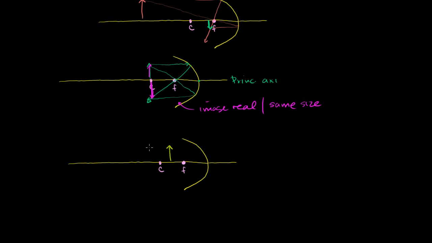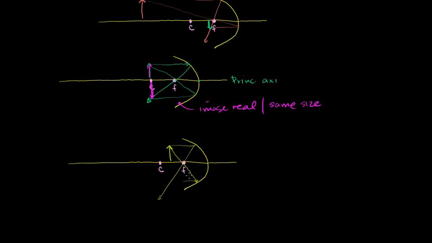So if we put our object there, we could have a light ray that goes parallel to the principal axis, and then it will reflect out through the focus. And then you could have another ray. It goes through the focus, and then it reflects, and then it will reflect out.